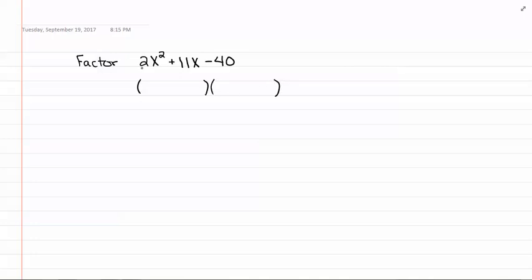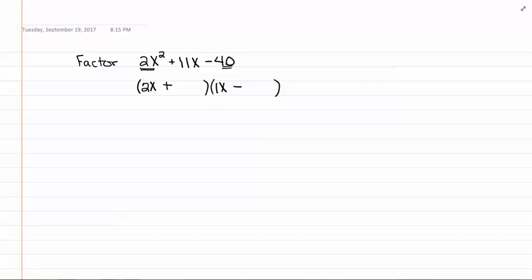and then try to figure out what multiplies to 2. Notice the 2 and the 1 are going inside the parentheses, and then how do I get x squared? That would be x times x. The signs have to be opposite to get a negative 40 out, so we'll try plus and minus, but be prepared, you may have to change those up.